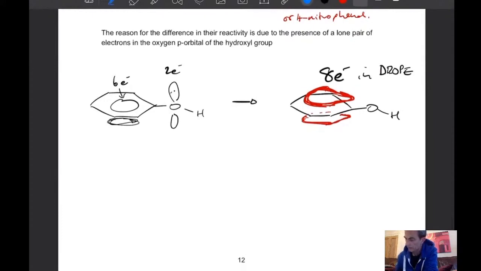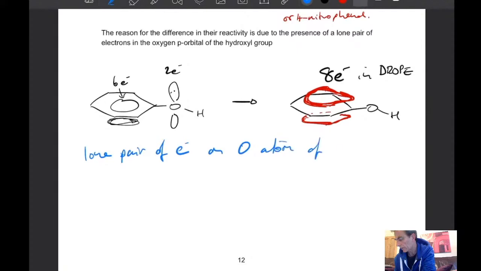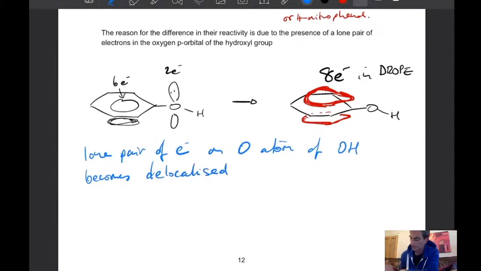So what we're going to say, and we'll put it into words because sometimes it's nice to write as well as just draw the diagram, is: lone pair of electrons on the oxygen atom of the OH becomes delocalized. Remember, that means it's shared between more than 2 atoms, into the delocalized ring of pi electrons.